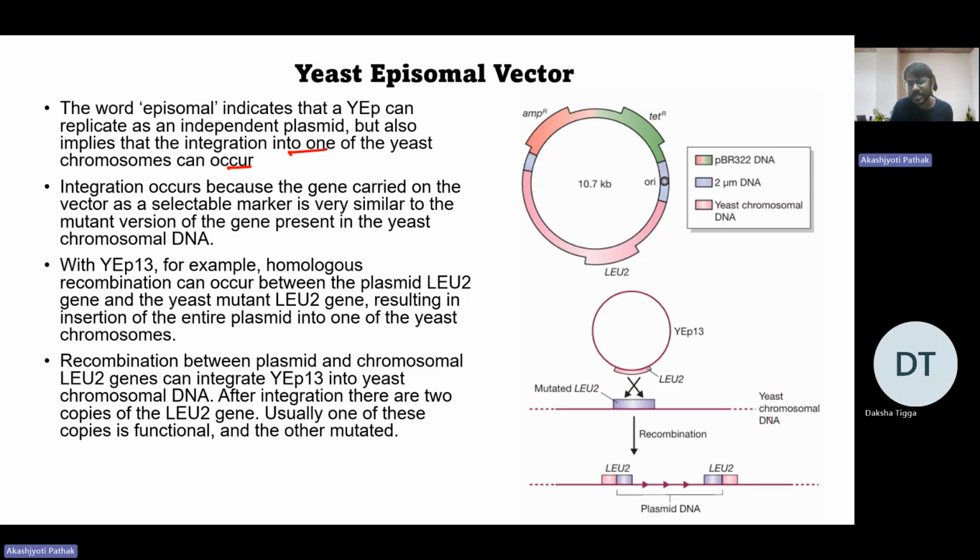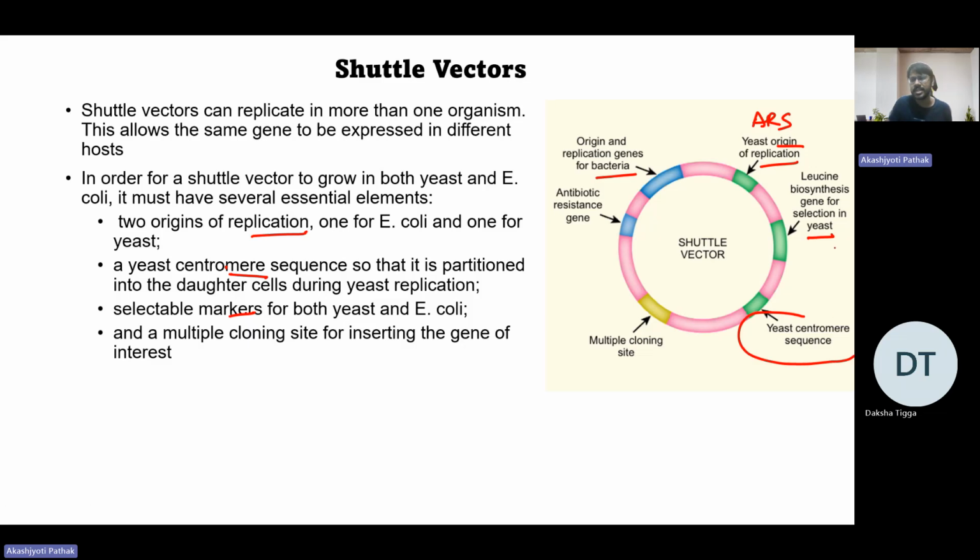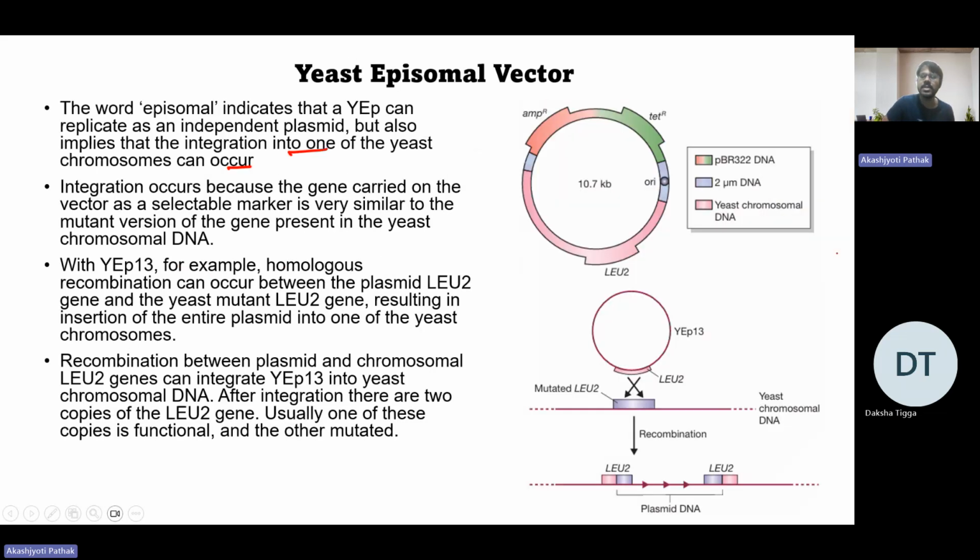Okay, so you see this figure. This yeast chromosomal DNA has the mutated leucine. So this I was explaining, right? The leucine biosynthesis gene for selection in yeast. Now this leucine biosynthesis gene is mutated in the yeast chromosome.